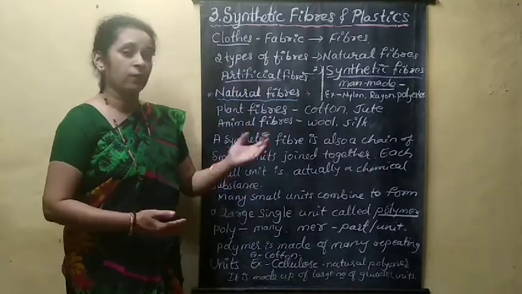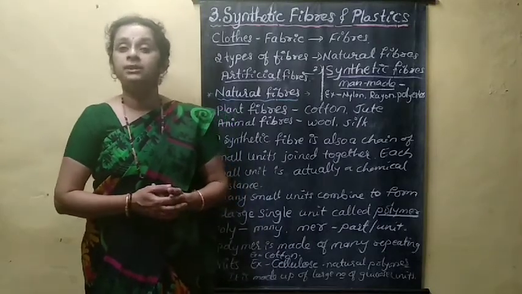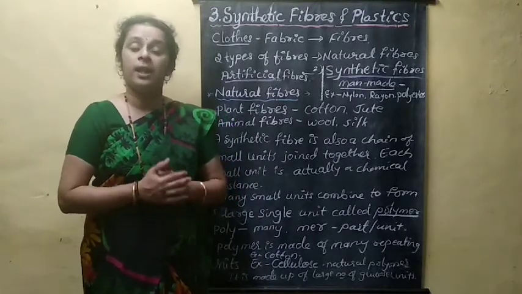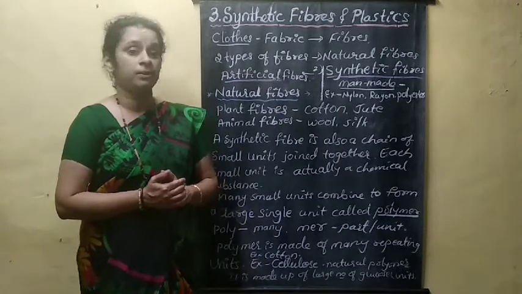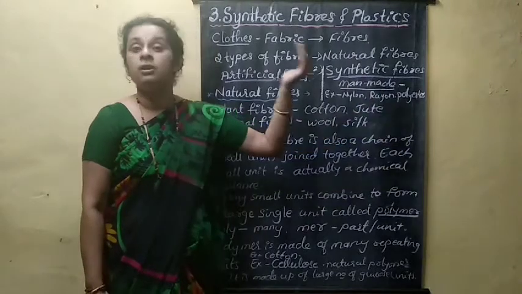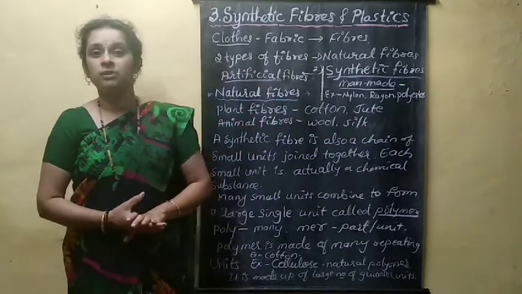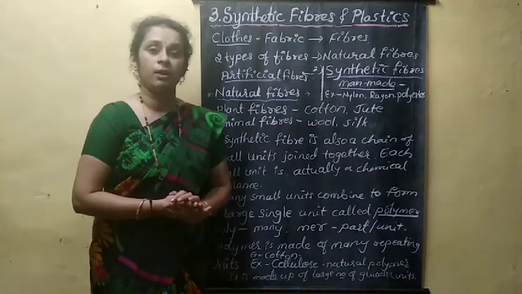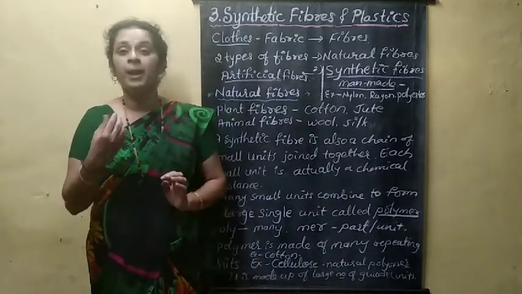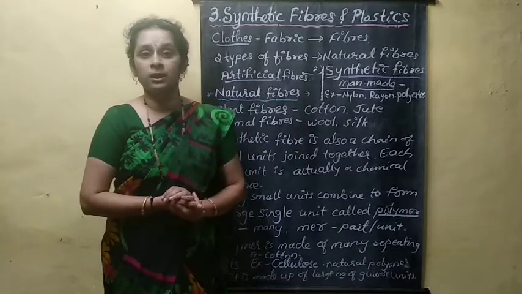Examples of natural fibers: cotton, jute, wool, silk. Examples of synthetic fibers are nylon, rayon, polyester, acrylic, as well as Teflon. These are prepared by man by using some natural raw material.